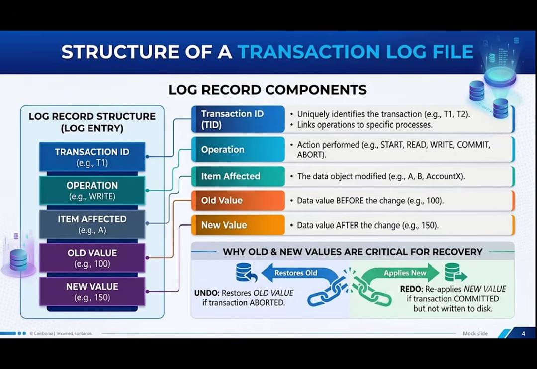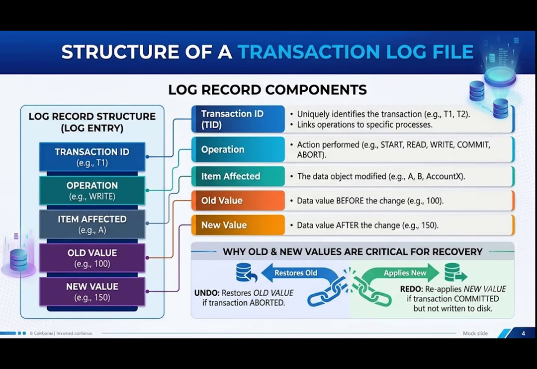Next, we have the operation. The operation tells us what is happening with the transaction. It could be something such as start, read, write, commit, or abort. For example, start tells us that the transaction has started, while commit tells us that the transaction has completed successfully. Next is the item affected. This tells us which data item is involved in the operation. For example, the data item could be A, B, X, or Y.